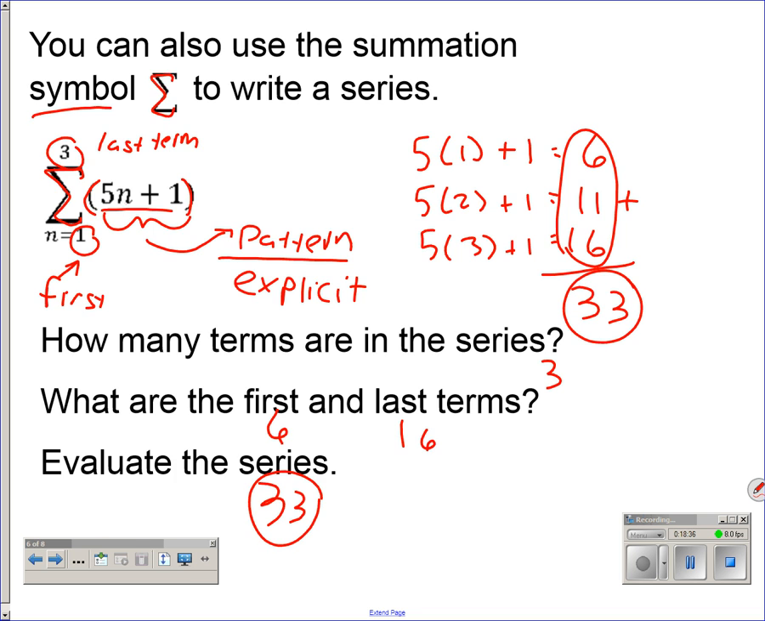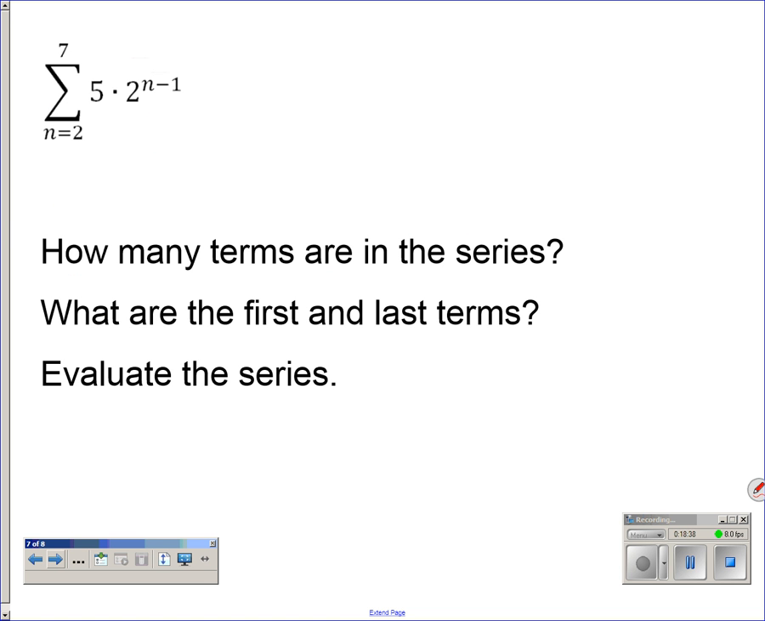All right, let's look at another one. Okay, so let's talk about how we interpret this, what this sigma notation is saying. It's saying go from n equals 2 to 7 using the pattern 5 times 2 to the n minus 1 power.